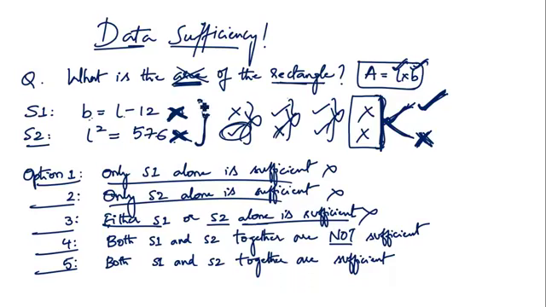Now when I combine the two statements, I've got two equations. Equation 1, B equals L minus 12. Equation 2, L square equals 576. Two equations and two unknown values. Can we solve for it? Yes. Can we solve for both L and B?